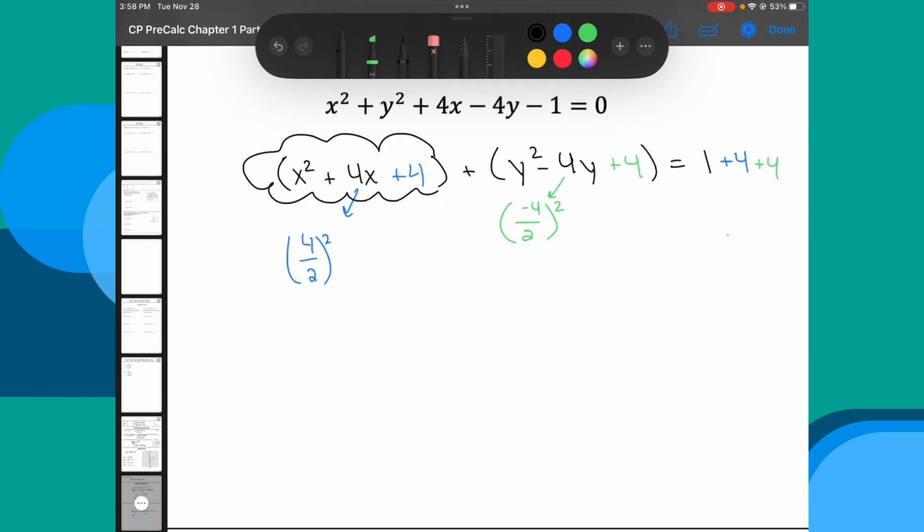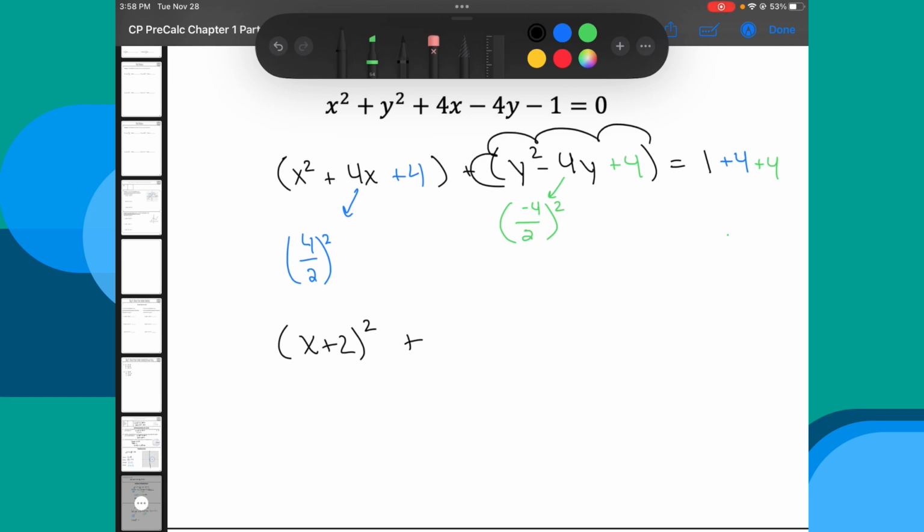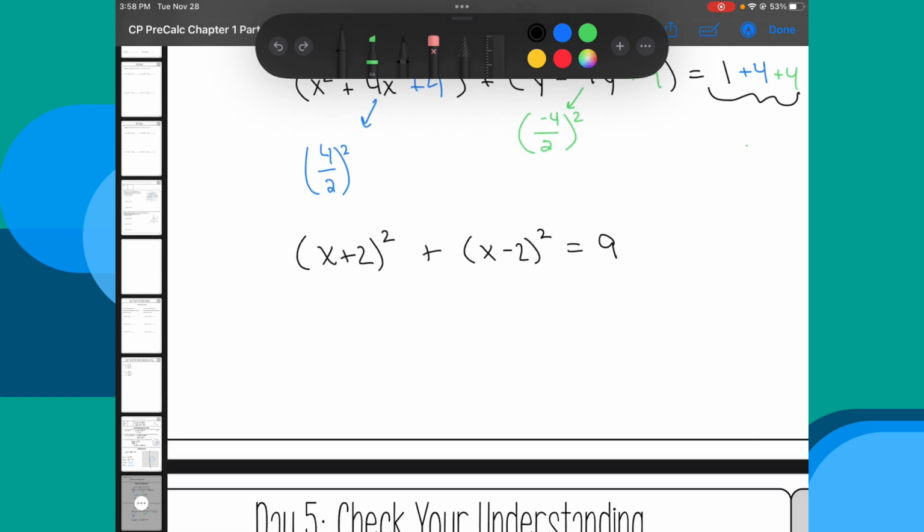This is now factorable. When I factor it, it's x plus 2 times x plus 2, or x plus 2 squared. This is also factorable: y minus 2, y minus 2, or y minus 2 squared. All of these numbers I'm just going to combine together. So I now, again, know the center of my circle is at (-2, 2), and I have a radius of 3. So I'm taking my h and my k values.